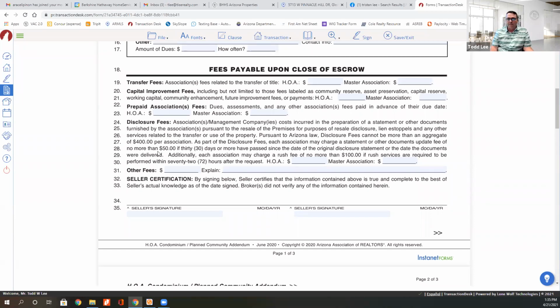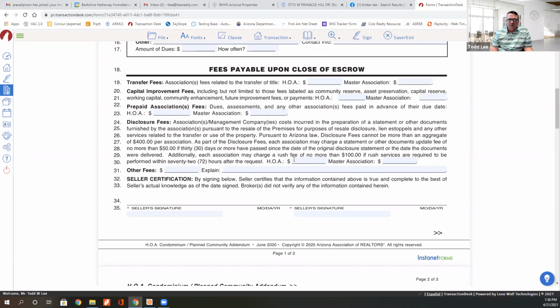If 30 days or more have passed since the original disclosure statement, then it says the association may charge a statement or other documents update fee of no more than $50 if 30 days or more have passed since the date of the original disclosure statement or the date the documents were delivered. So if they give you your disclosure documents and more than 30 days later you ask for them again, they can charge you another $50 to supply those again.